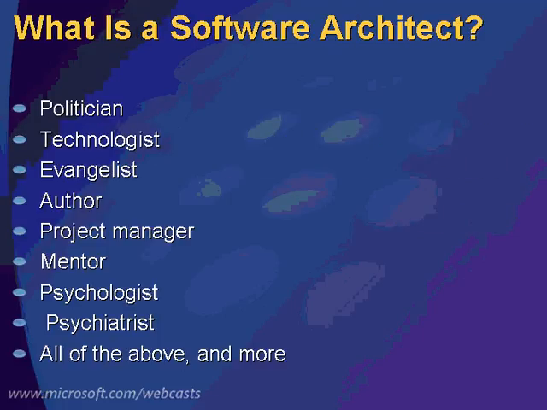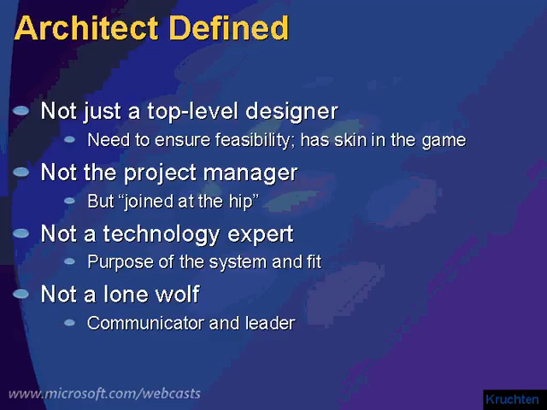All right, so let's keep diving in here. What is a software architect? In a lot of ways, it's a mixture of these different roles, right? A politician, technologist, evangelist, author, project manager, mentor, psychiatrist, psychologist, all of the above. So there are many different facets to this role, and a lot of different organizations implement architecture in different ways, but I find these are common attributes that you'll find across the board.